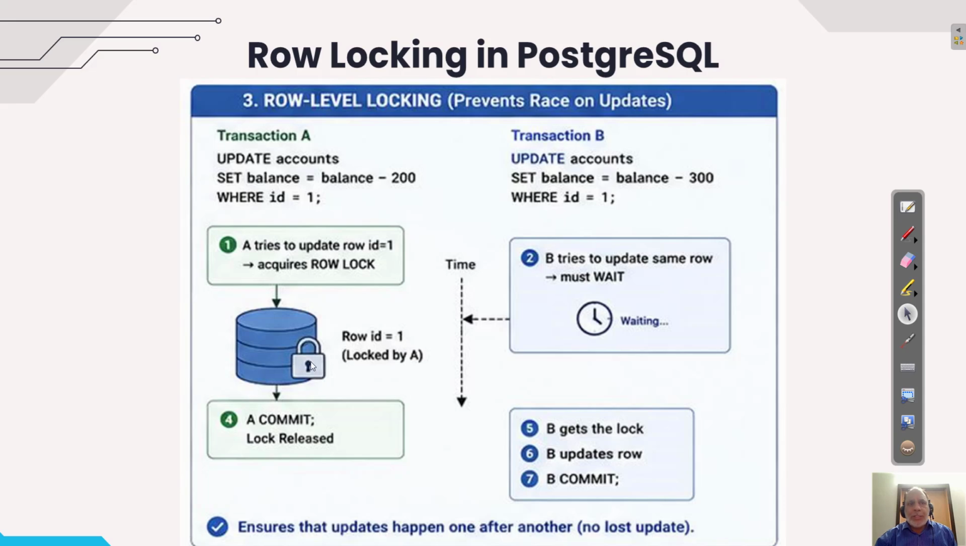This data is updated here, and the commit statement is executed, and after the commit execution, the lock is released. After the lock is released, transaction 2 gets the lock again and updates the row.